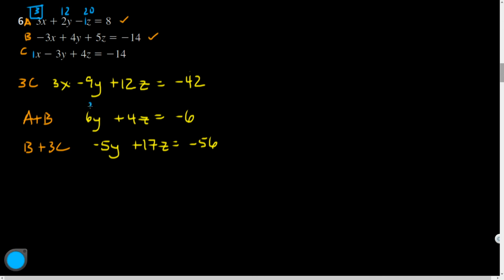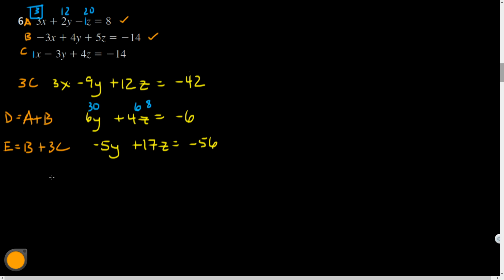Between 5 and 6, they have a least common multiple of 30. Between 4 and 17, 17's prime, 68 would be the least common multiple. Also, once I have my two equations and two unknowns, I typically call this equation D and equation E, right? And so those are the same as that. And so I'm going to go for opposite x's.